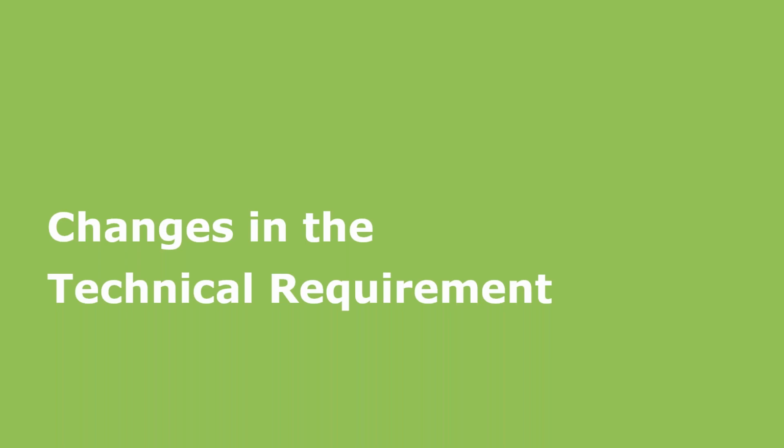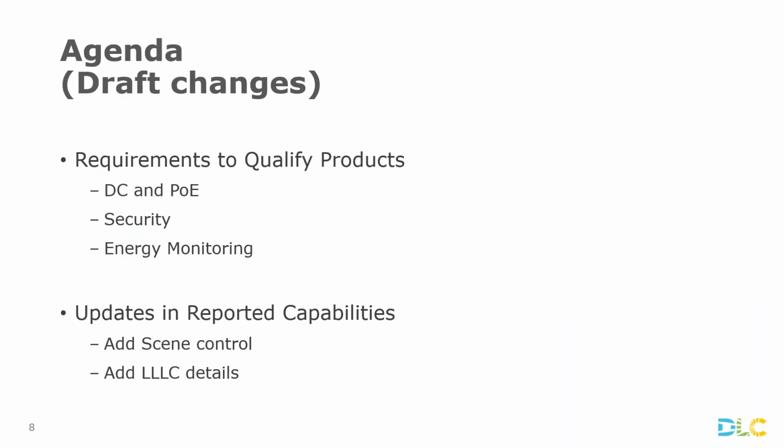And now I'll give an overview of the main changes that we've proposed in this first draft. The main topics I'll discuss today are the changes in the requirements to qualify products, DC and PoE, security, and energy monitoring. In addition, there are a few changes in reported capabilities that are optional.